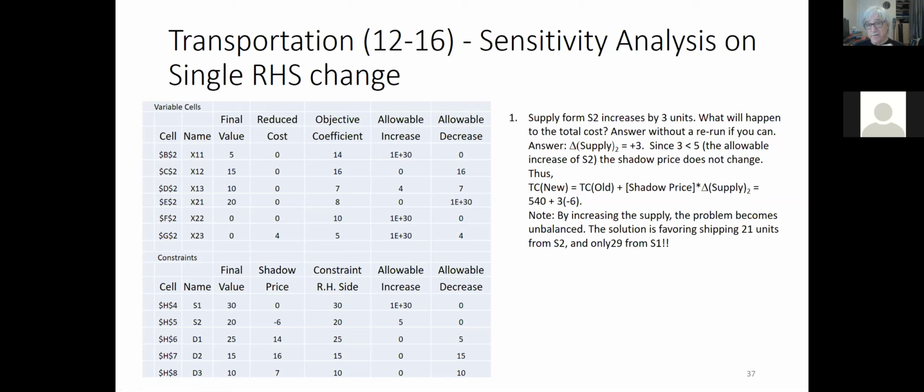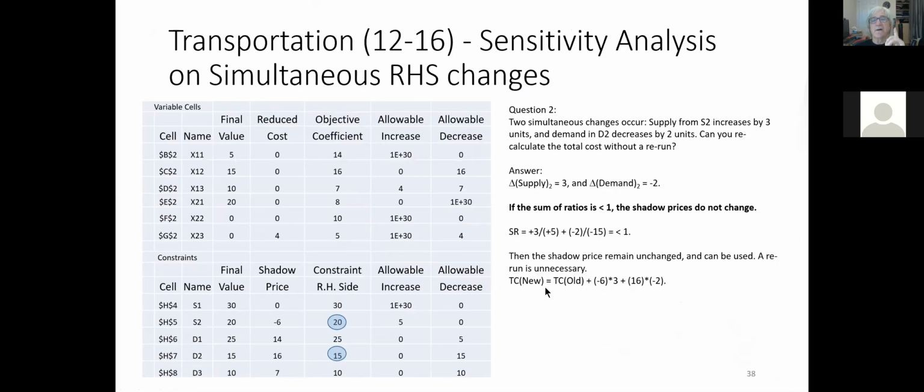The solution is preferring to ship more from source number 2 than from source number 1. If it has 3 units more, it will use it. And why? Because the shadow price is negative here. So these shipments are more efficient than the first source. That's what you can learn from such an analysis. And this was a single change. Now I'm going to the simultaneous changes.